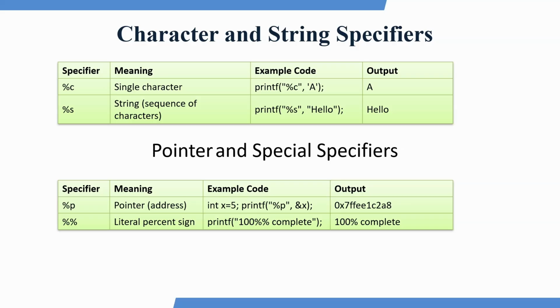Then character and string specifiers. If you want to display a character you have to use a percentage %c like this. If you want to display a string you have to use a percentage %s here, and if you want to display the address you can use percentage %p. Or if you want to additionally show a percentage symbol, here you can put an additional percentage like this. If you want to display something like 100% complete, you can use it like this. Okay.